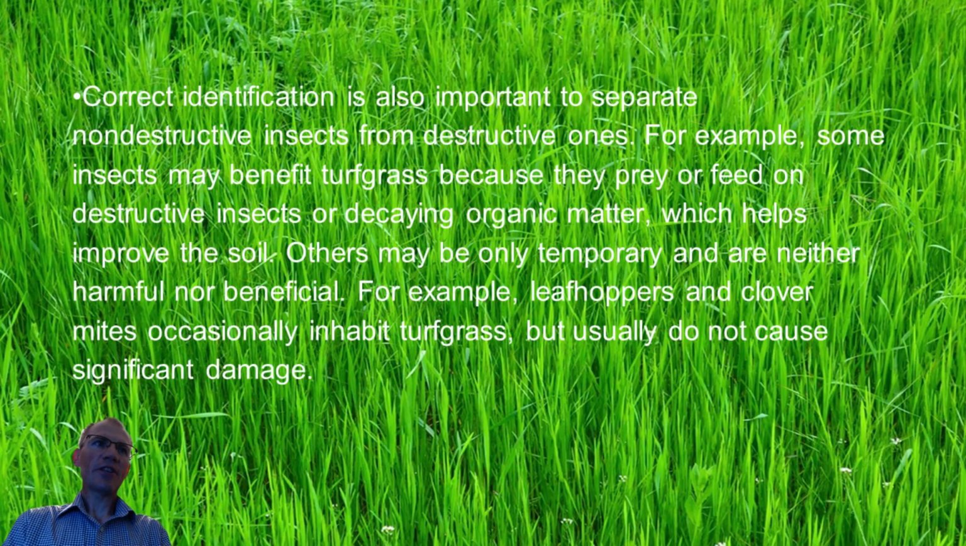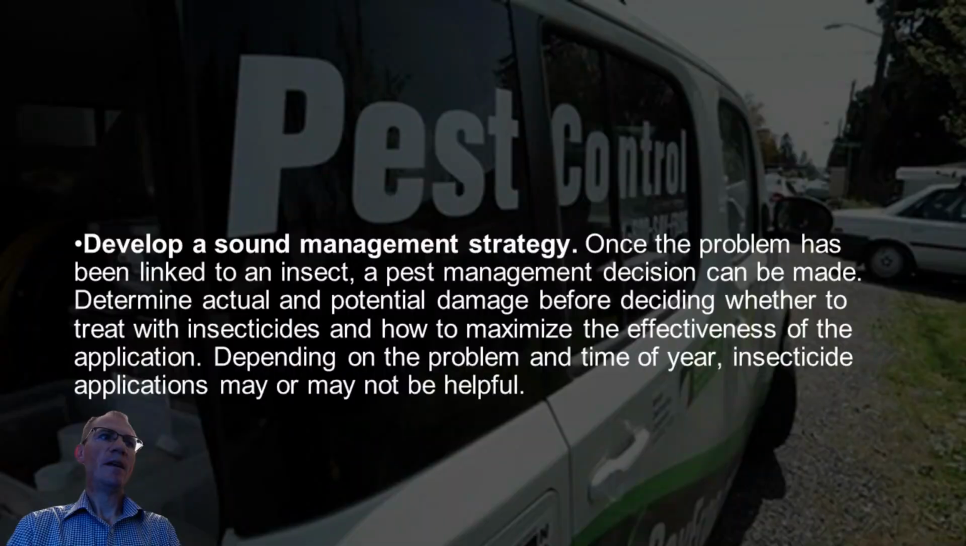Correct identification is also important to separate non-destructive insects from destructive ones. For example, some insects may benefit turfgrass because they prey or feed on destructive insects or decaying organic matter, which helps improve the soil. Others may be only temporary and are neither harmful nor beneficial. For example, leafhoppers and clover mites occasionally inhabit turfgrass, but usually do not cause significant damage.